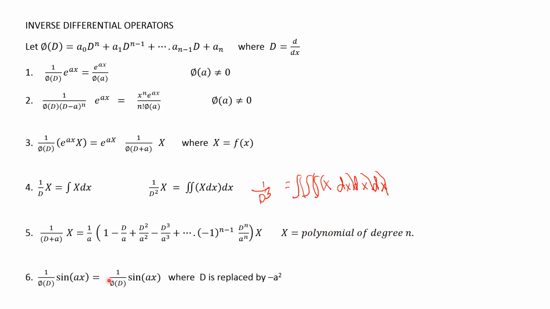Next is 1 over phi of D of sine ax, which is 1 over phi of D with D replaced by negative a squared, applied to sine ax. So this D will be replaced by negative a squared. Next is 1 over phi of D of cosine ax, which is the same, where D is still replaced by negative a squared. This is similar to the previous formula.